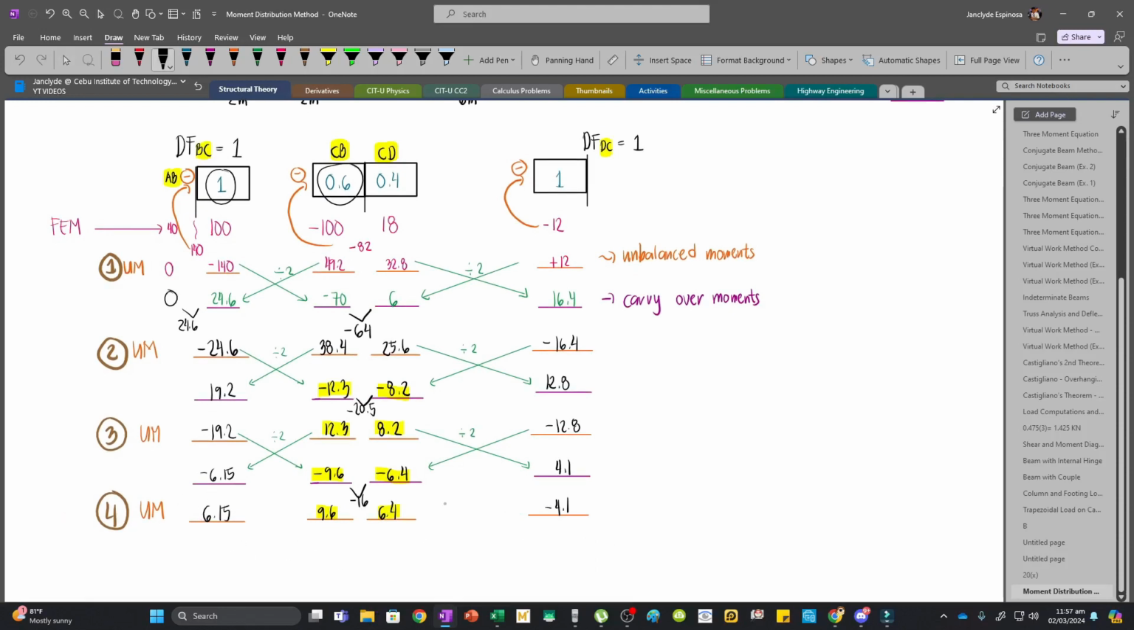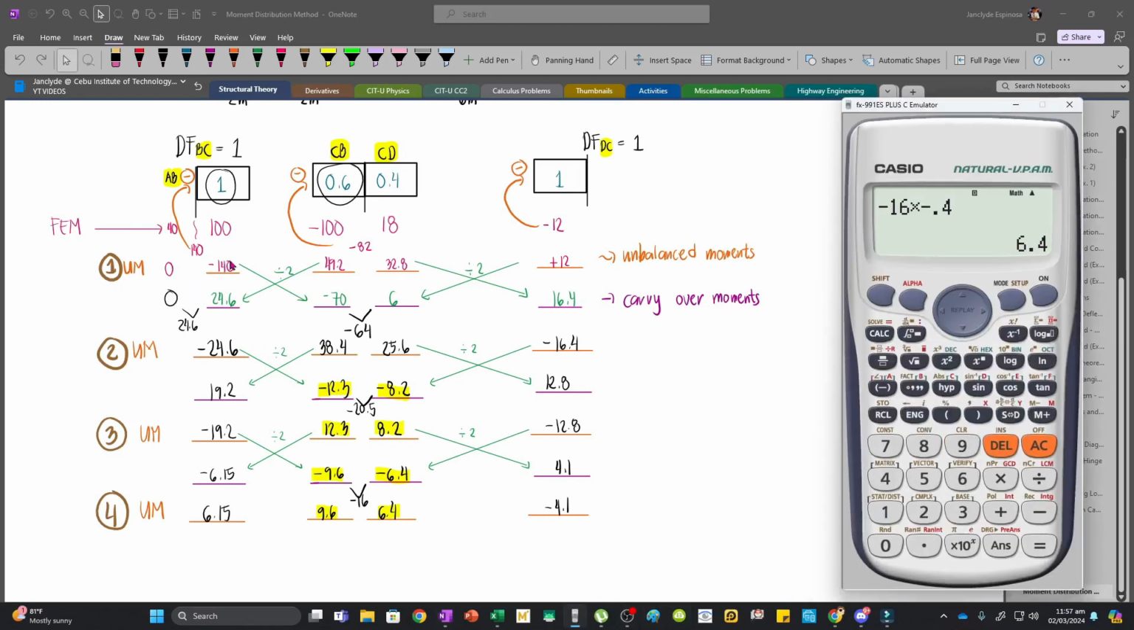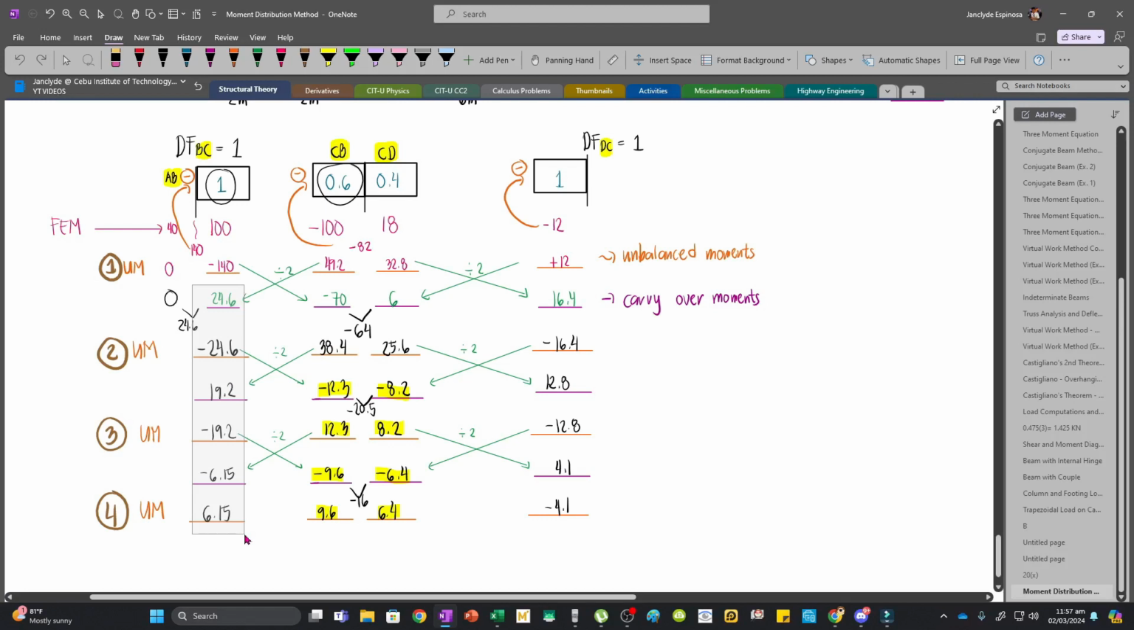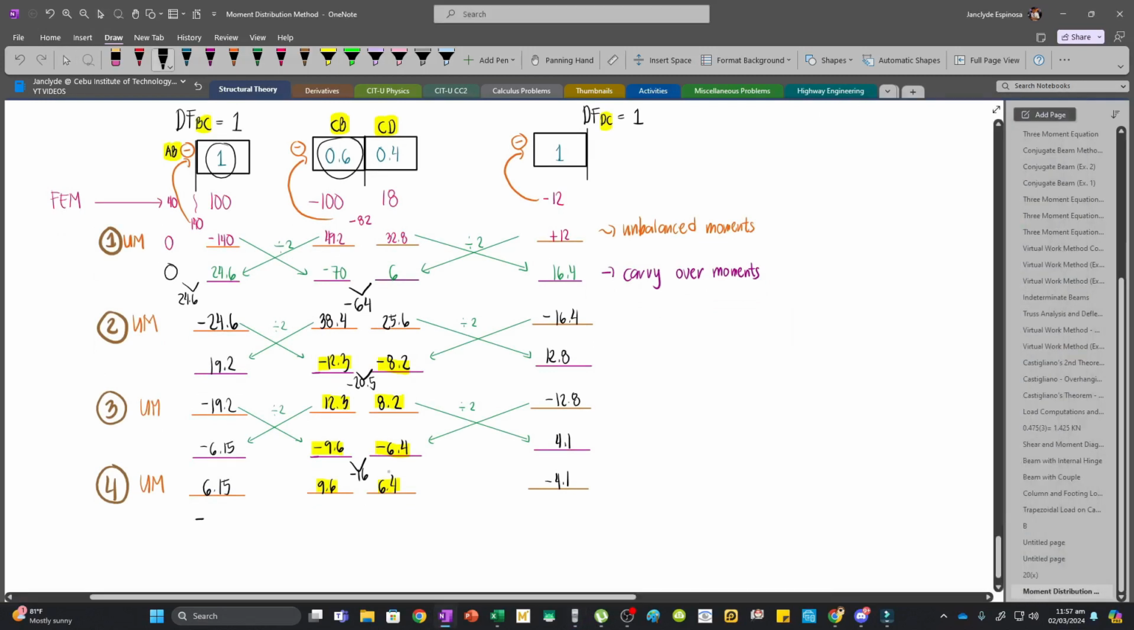And so once you are able to determine that you will stop the cycle, you will add all of these values from the FEM. So, diba, for this column, we have 100, which is this one, and then minus 140. And then we'll just exclude these. Kasi diba, alternating lang naman yung signs. 24.6 minus 24.6 will be 0. 19.2 minus 19.2 will also be 0. So we will neglect these. So 100 minus 140, this will be minus 40. So we have minus 40.